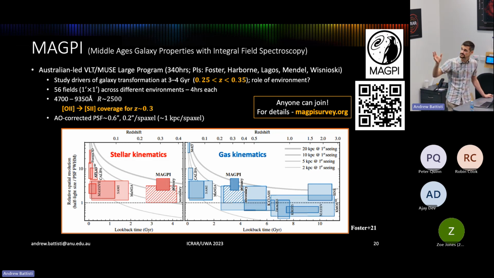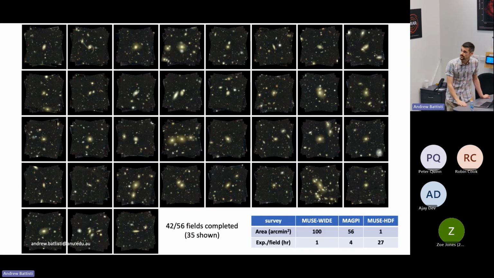This is because it's using adaptive optics on the VLT, and this is essentially the best we'll be able to do until the ELTs come online. Although James Webb will probably provide subsamples of galaxies at higher redshift, in terms of size, there won't be anything comparable to this for a while until the ELTs come online. So this is a gallery of 35 out of the 56 eventual fields that will be observed. 42 have actually now been completed, and I think it's actually slightly more than that.